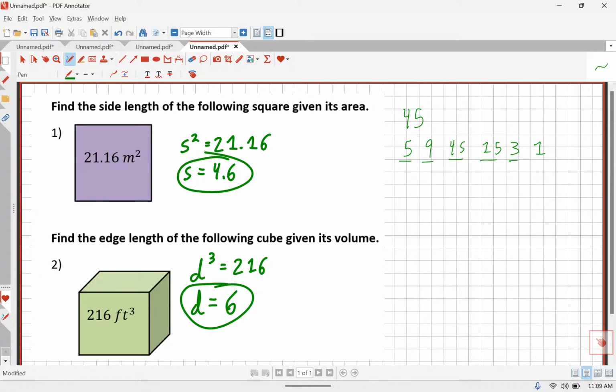1, 2, 3, 4, 5, 6. It's got 6 factors. Now, one more than 45 is 46. What numbers go evenly into 46? 1, 2, and 23. So 45 is the smallest odd number that has more factors than one more than itself. And in fact, it's also the smallest odd number that has a greater sum of factors than one more than itself. Yeah, Rex.